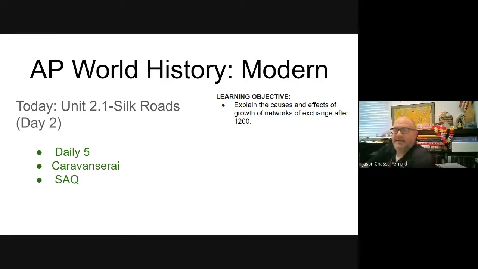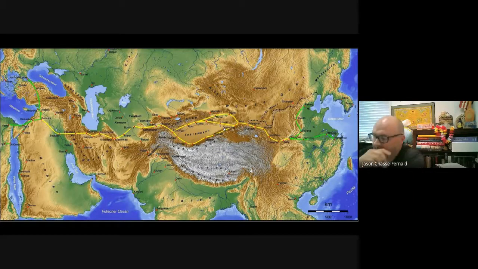Explain the causes and effects of growth of networks of exchange after 1200 is our learning objective. So, causes and effects of growth of trade networks, specifically here, the Silk Road. In yesterday's class, we watched a video on Samarkand. We're talking about the Silk Road, and we've mentioned this before, towards the beginning of our course, when we were contextualizing Chinese history and the origins of the Silk Road.